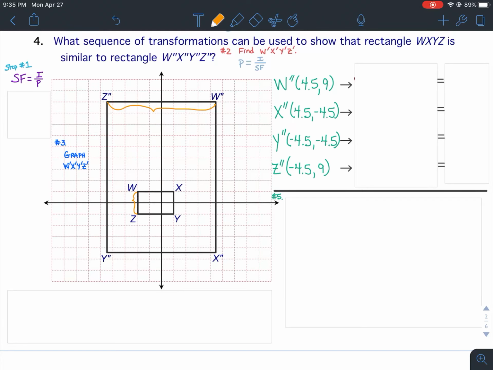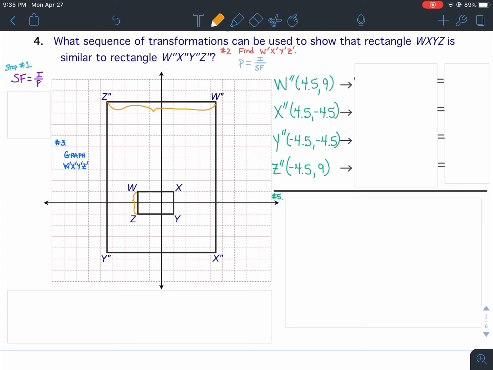Transformations review question number 4. What sequence of transformations can be used to show that rectangle WXYZ is similar to rectangle W double prime, X double prime, Y double prime, Z double prime? Well, look at the two figures and you can clearly tell they're different sizes, which means a dilation has occurred.